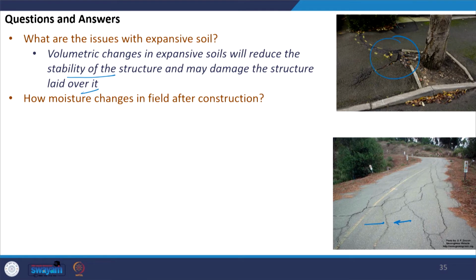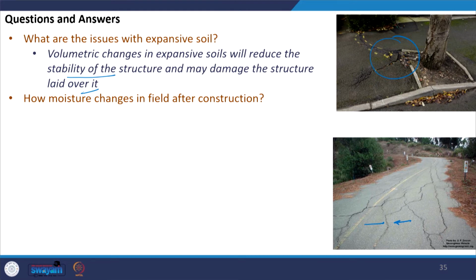Well, the next question is how moisture changes in the field after construction. We have learned about the optimum moisture content for a given soil. Once we evaluate the optimum moisture content, we do the construction at the optimum moisture content. Here we are talking about the fact that such types of soils are prone to change in volume only when changes in moisture content take place.